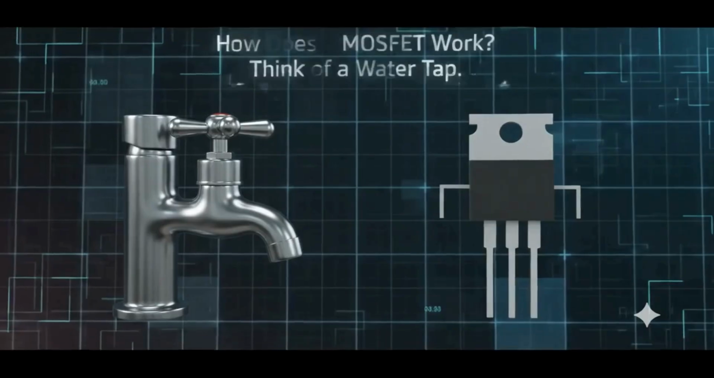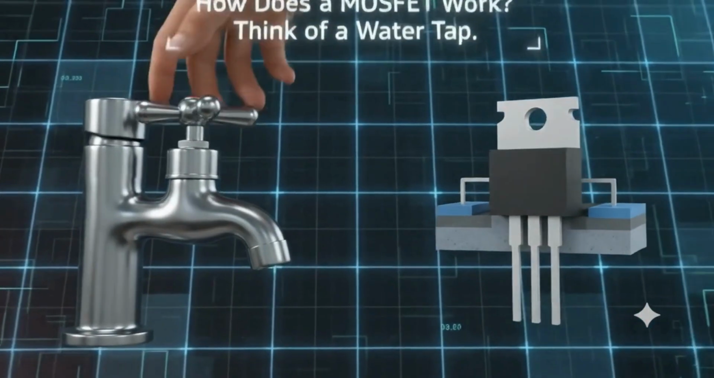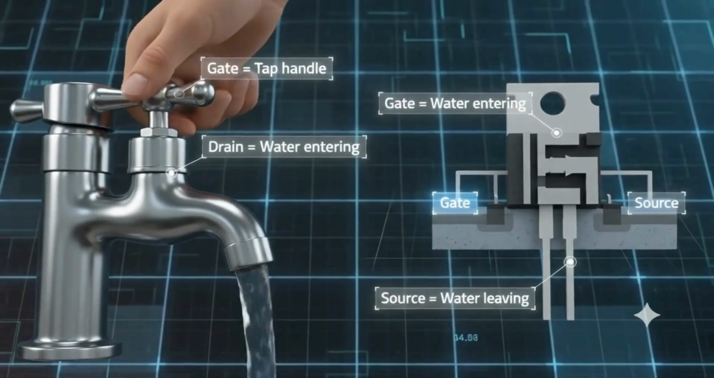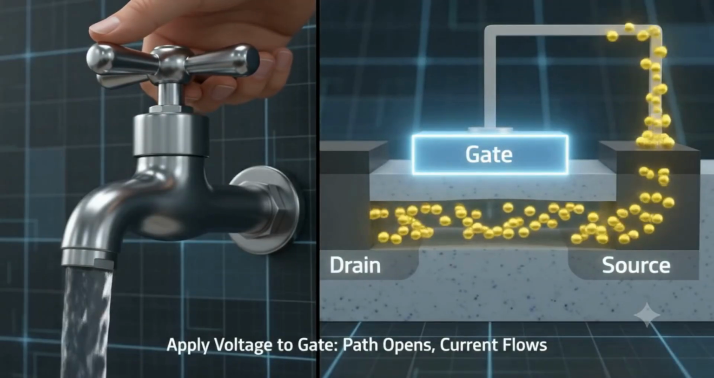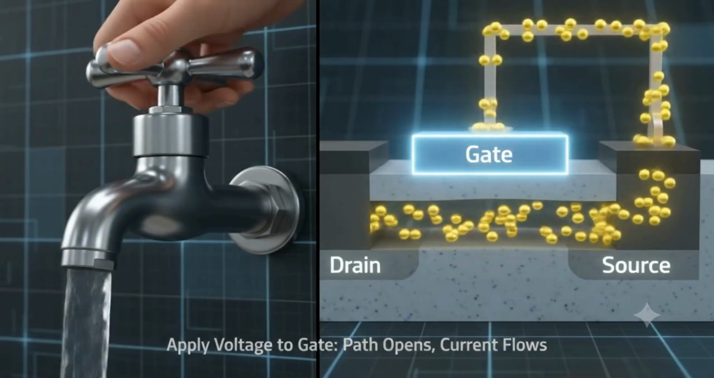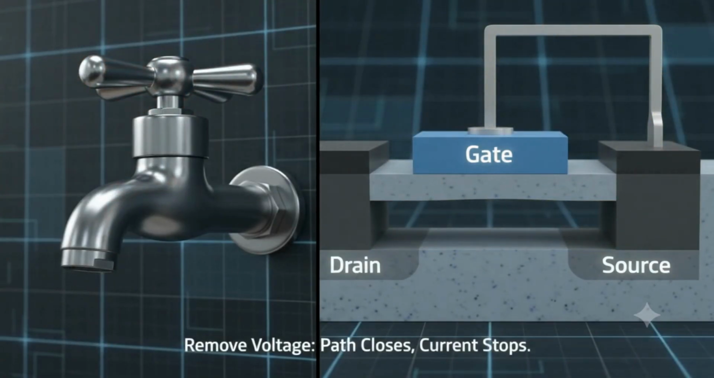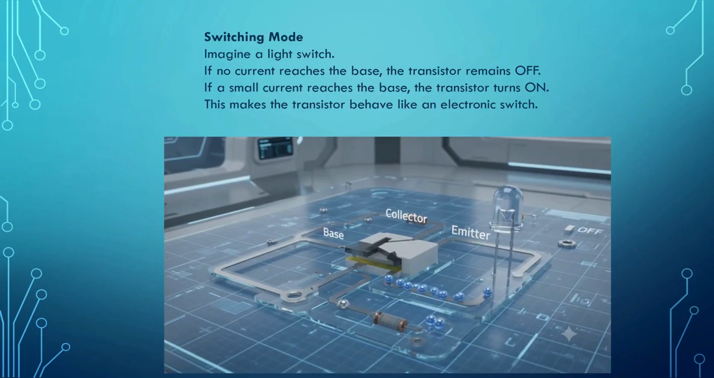How does a MOSFET work? Imagine a water tap. The gate is the tap handle, the drain is water entering, and the source is water leaving. When you apply voltage to the gate, the MOSFET opens the path between drain and source, allowing current to flow. When the gate voltage is removed, the path closes and the current stops.